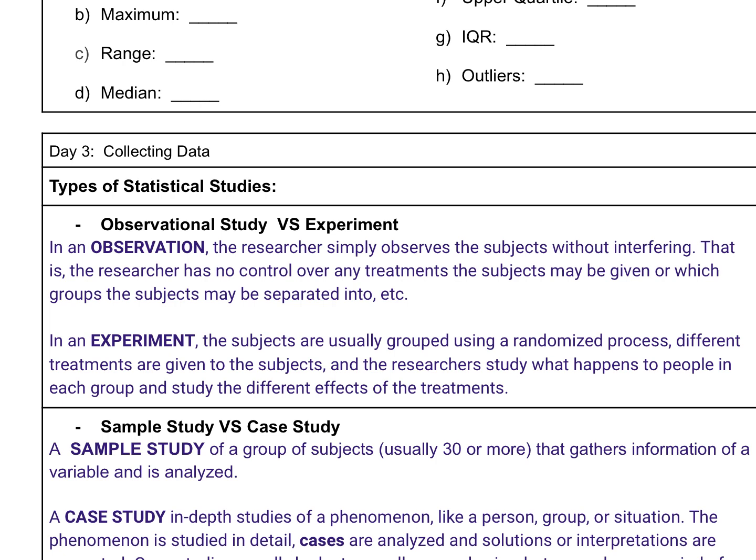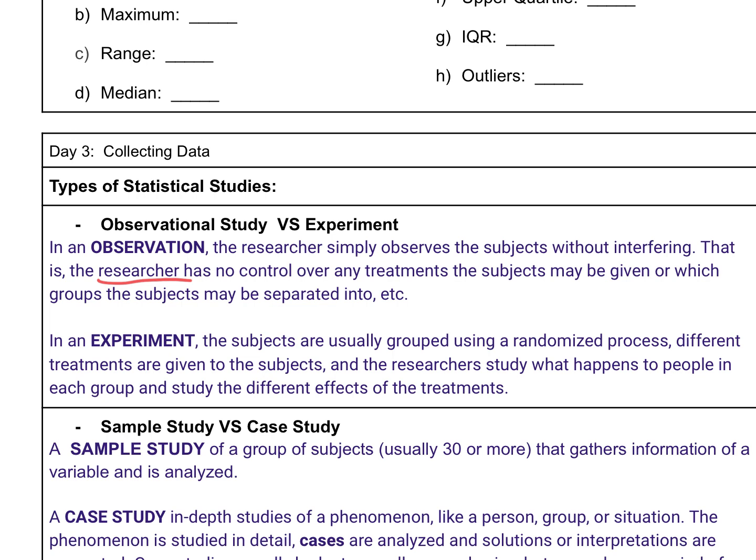So here we go. First thing we're going to talk about: observations and experiments. In an observation, the researcher simply observes the subjects without interfering. That is, the researcher has no control over any treatments the subjects may be given or which groups the subjects may be separated into. Okay, so this is literally a fly on the wall kind of situation. In an observation there is a researcher, but they have no control. They are literally just standing in the room observing what is happening, and there's not any influence from that person being in there at all.